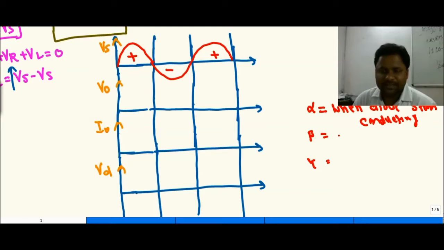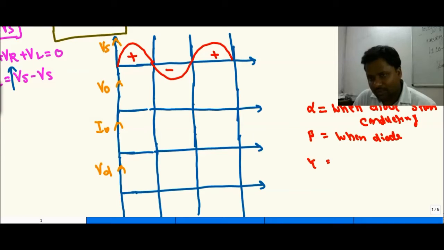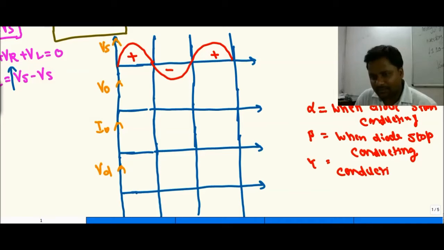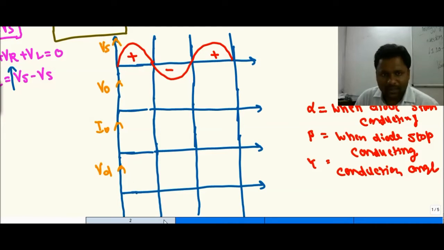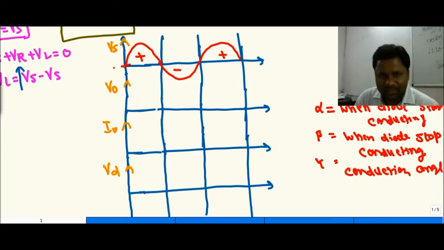Beta we call the conduction angle, that is when the diode stops conducting, and this is the conduction angle. It shows how much time the diode is conducting. So at omega t equals 0, the supply is going to increase. This is basically alpha.